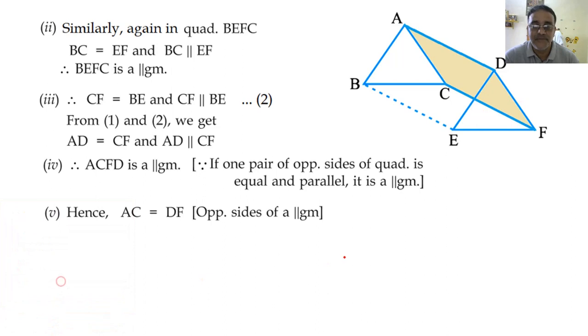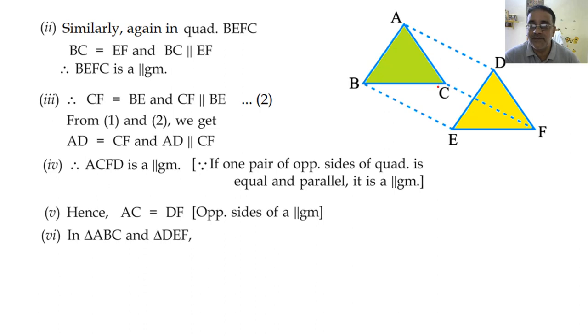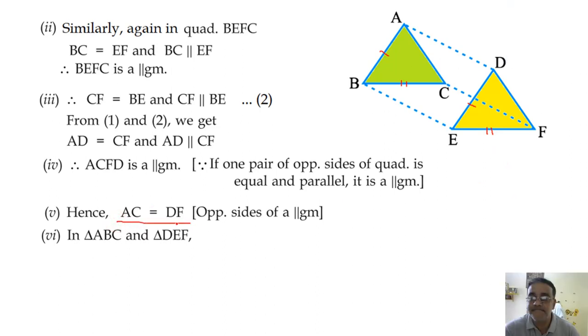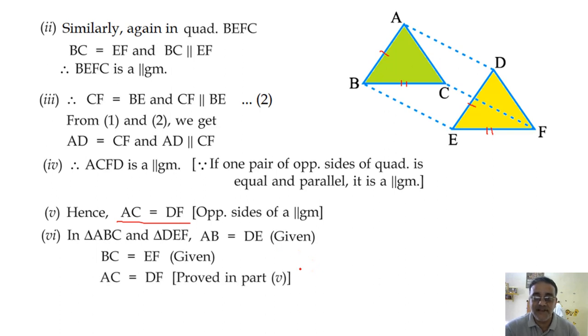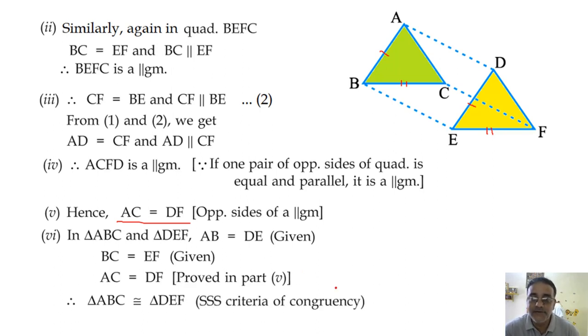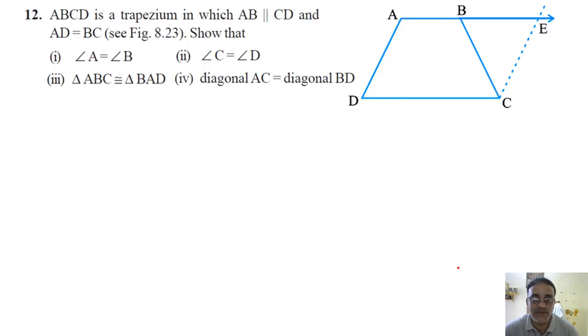See carefully. In triangle ABC and triangle DEF, these two triangles have to be proved congruent. In the question it is already given AB is equal to DE and BC is equal to EF. And just now we have proved that AC is equal to DF. That means all three corresponding sides are equal. So these two triangles are congruent by which criteria? SSS criteria, right?